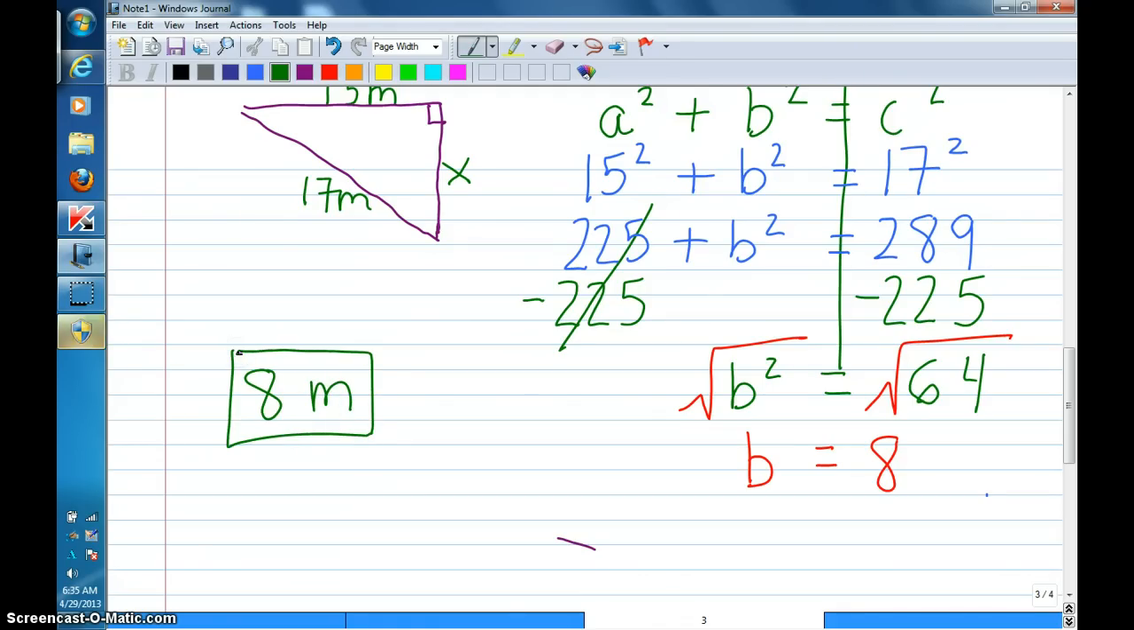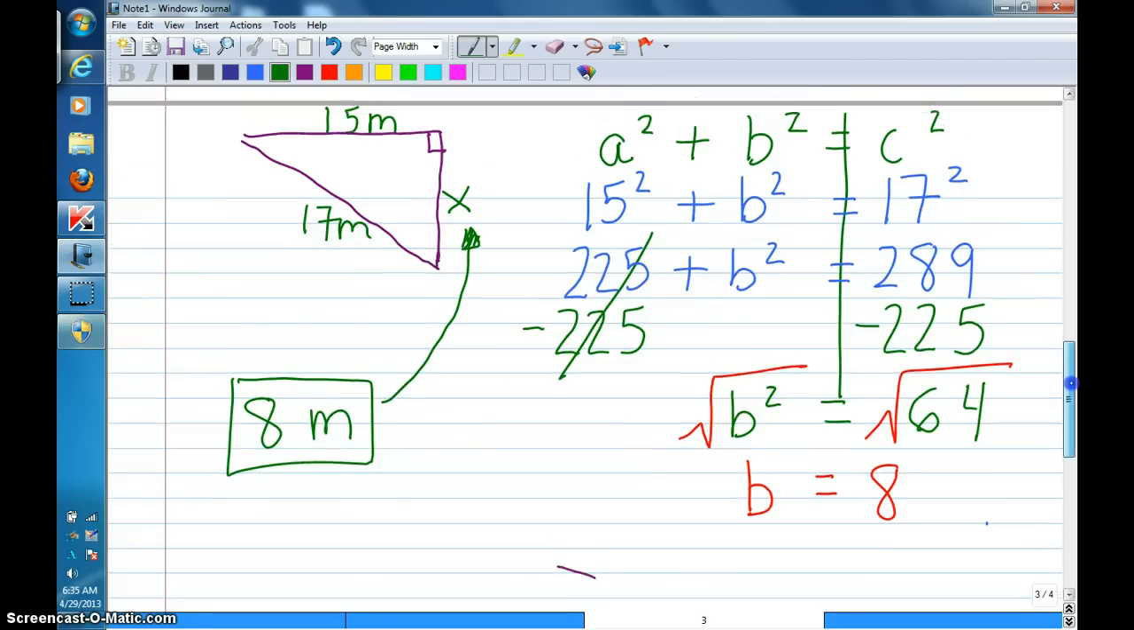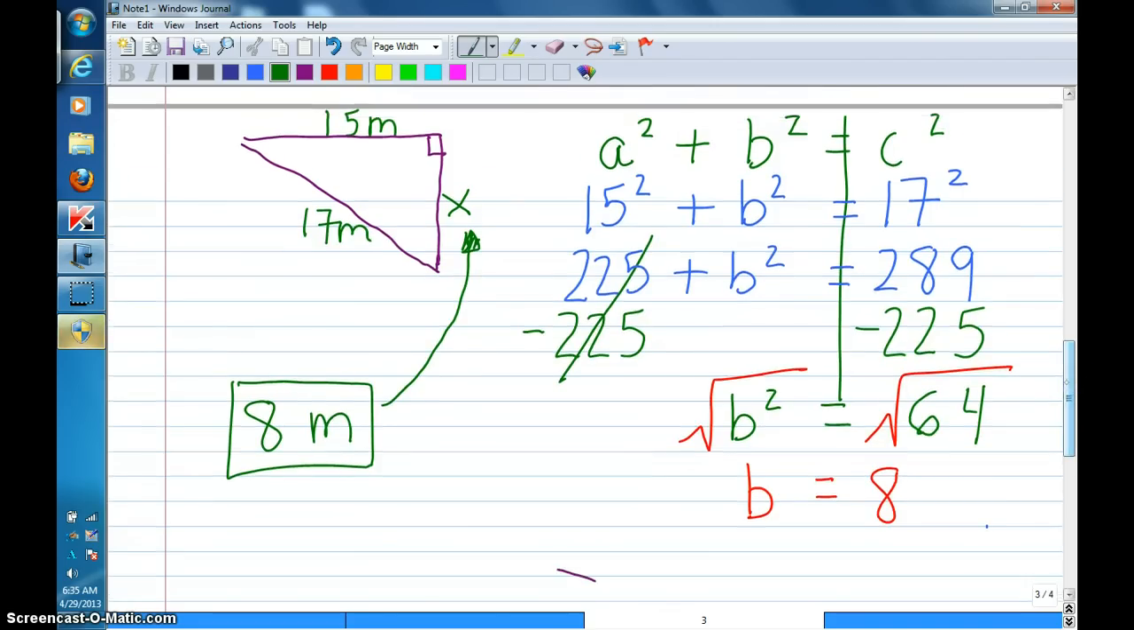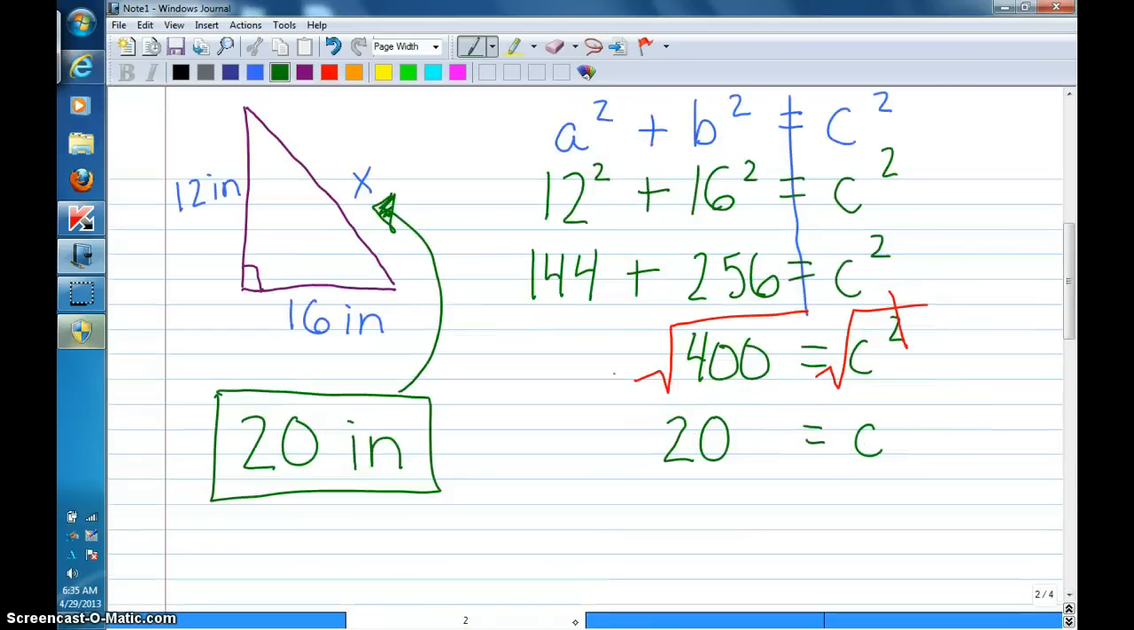And it's not 8 meters squared because it's just the side of a triangle, not the area or anything. And that makes sense because the hypotenuse has to be the longest side, and that's 17, and 8 is less than 17. So that's always a way to double check.